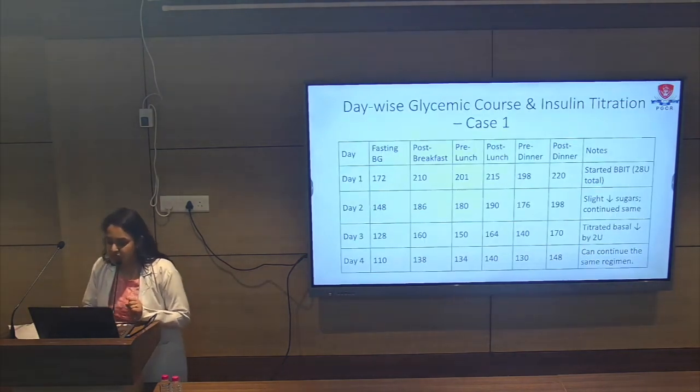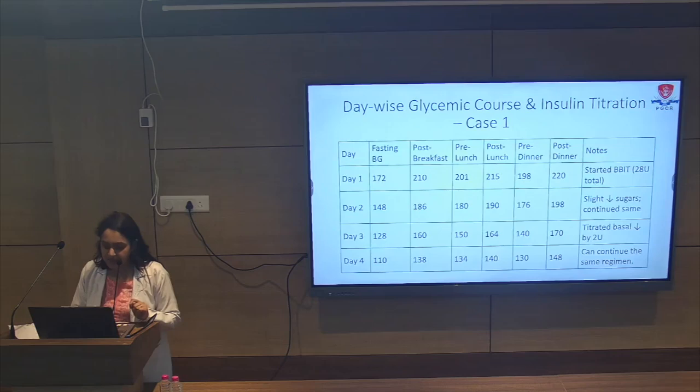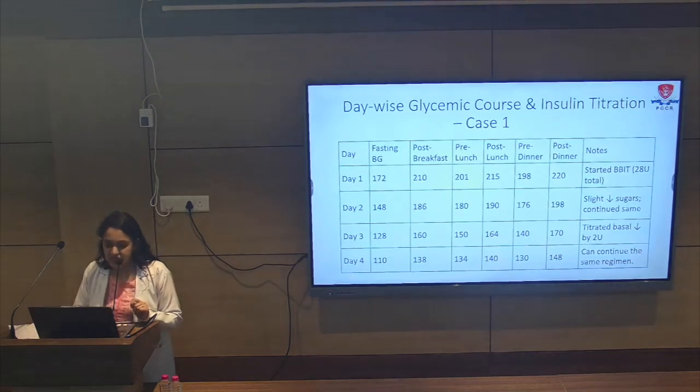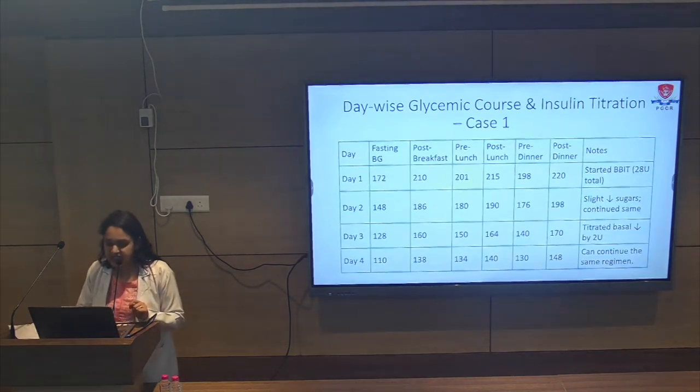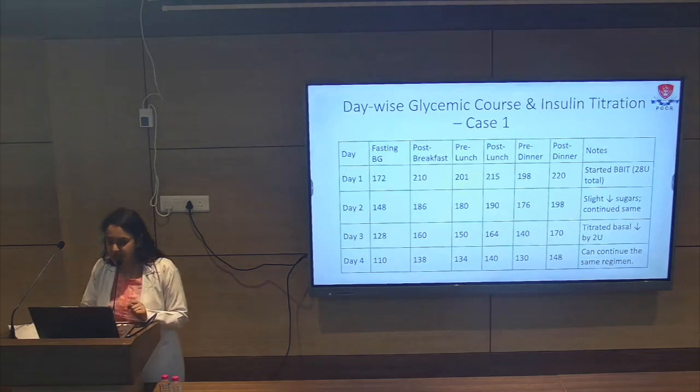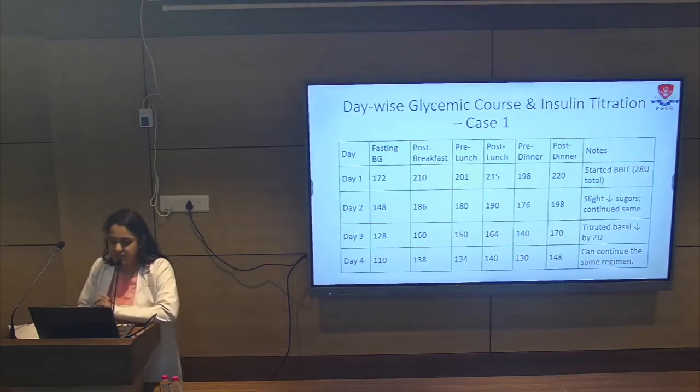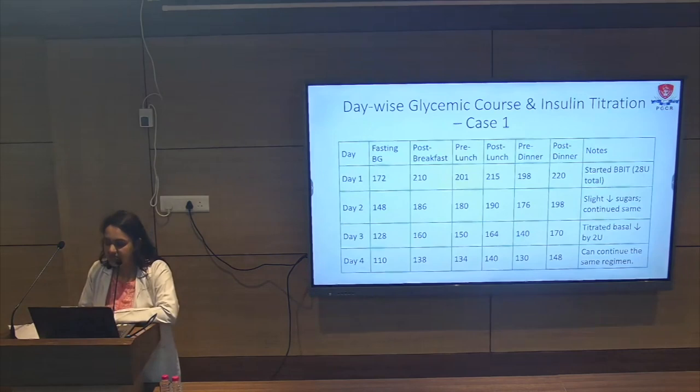Now this slide shows how we monitored blood glucose in our department. In this patient, the blood glucose was monitored at 6 points in the day: fasting, post-breakfast, pre-lunch, post-lunch, pre-dinner and post-dinner. Here we see the typical inpatient trajectory. Day 1 shows elevated blood glucose readings. Now the key is gradual reduction.